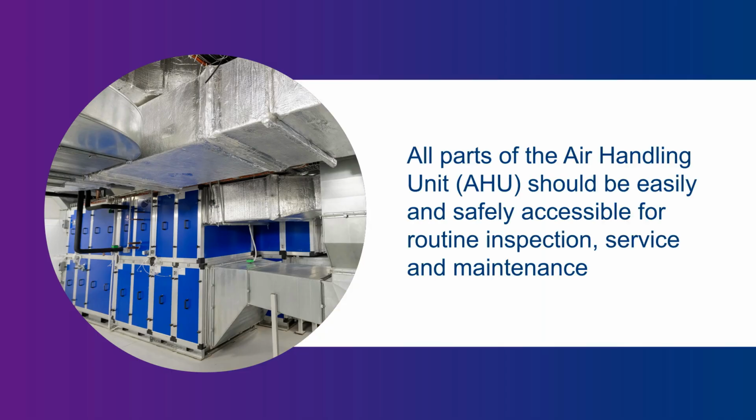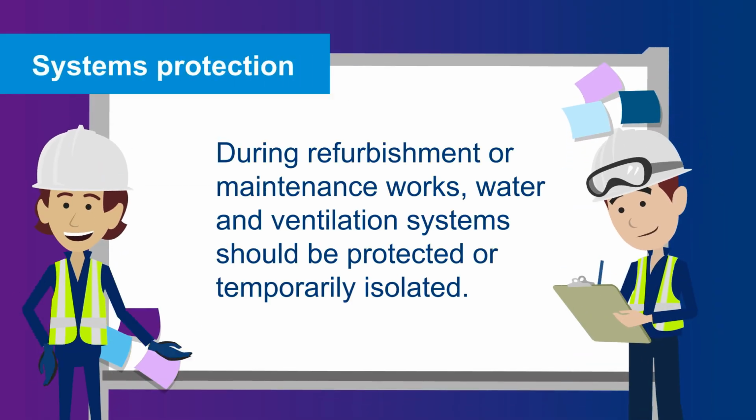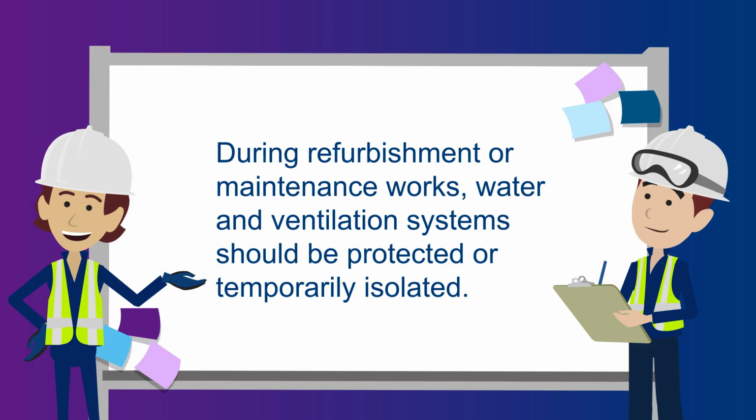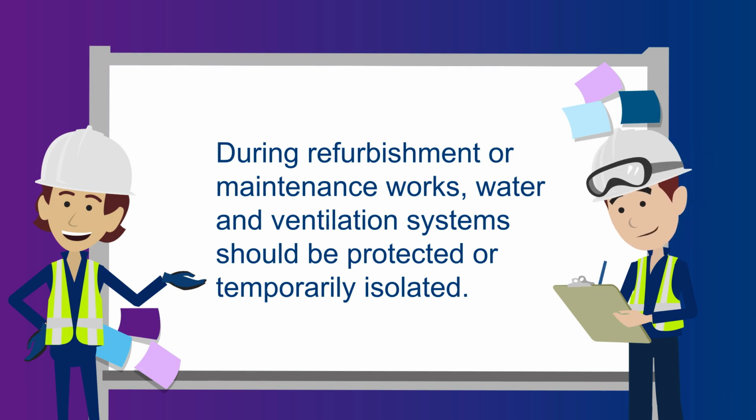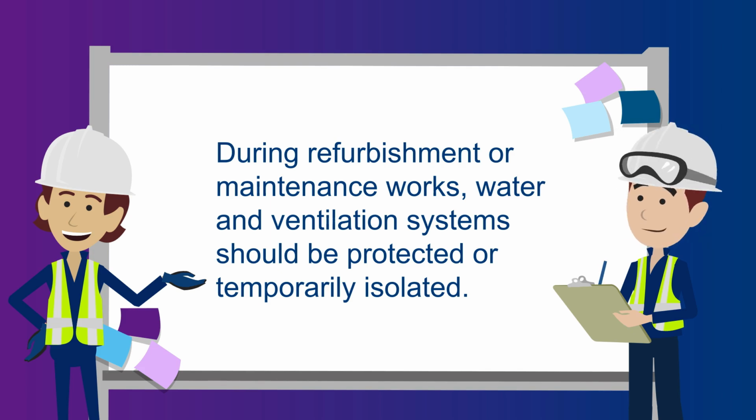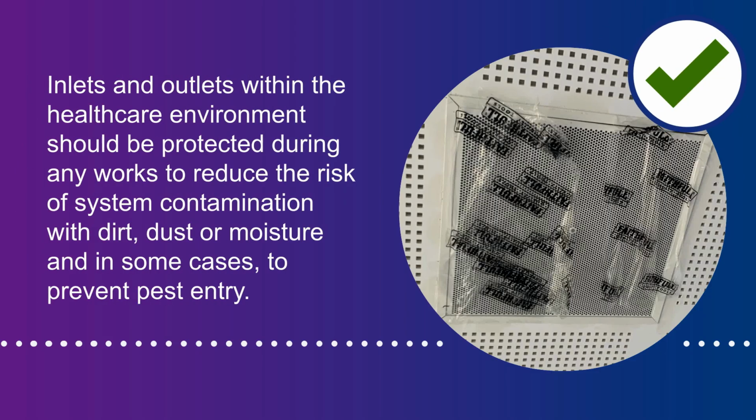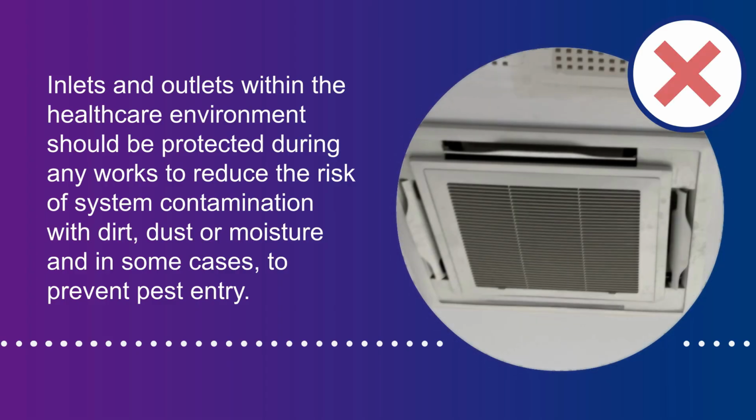All parts of the air handling unit, AHU, should be easily and safely accessible for routine inspection, service, and maintenance. During refurbishment or maintenance works, water and ventilation systems should be protected or temporarily isolated to prevent the introduction and spread of environmental contaminants. Inlets and outlets within the healthcare environment should be protected during any construction or refurbishment works to reduce the risk of system contamination with dirt, dust, or moisture, and in some cases, to prevent pest entry.